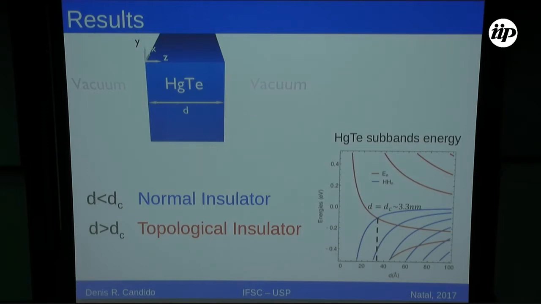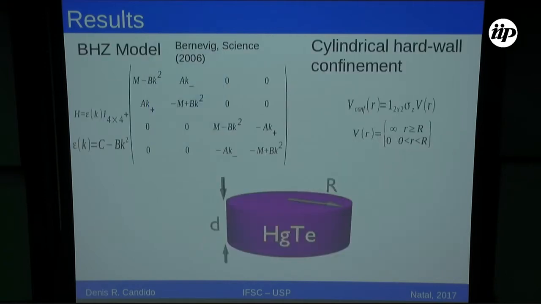So the BHZ Hamiltonian, as Carlos said, is the effective Hamiltonian of these two subbands. I'm confining these two subbands in a cylindrical dot geometry. So I have the BHZ Hamiltonian plus this cylindrical confinement, which imposes that the wave function for R greater than the radius of the disk is zero. The wave function should vanish at this point.